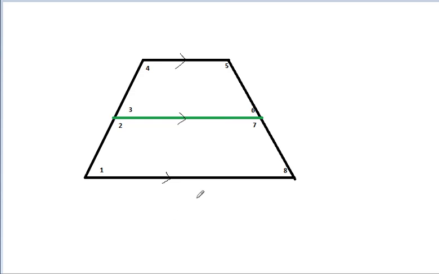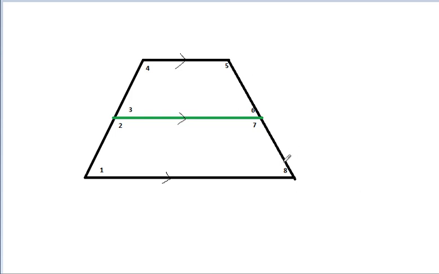Now, an interesting thing about a mid-segment is that when your top and bottom are parallel, the mid-segment is also going to be parallel. Just the nature of a mid-segment. And because we're dealing with parallel lines, we can pretend this is a transversal, and we're going to be working with some of these angles.